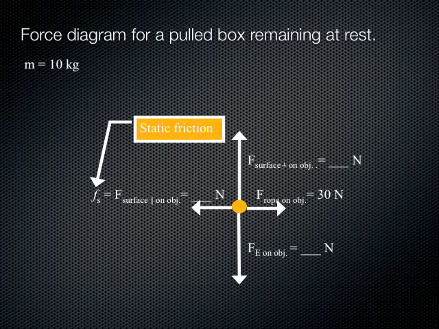Earth pulling down on the object is the weight. The normal force, the force of the surface perpendicular, responds to the weight to balance it out. So we have a balanced force diagram if the object remains at rest. This is an example of Newton's first law.